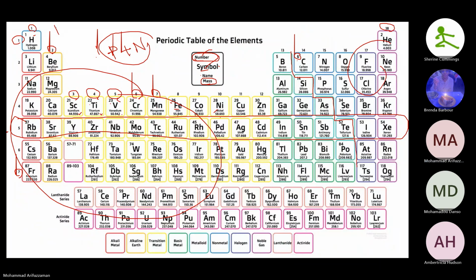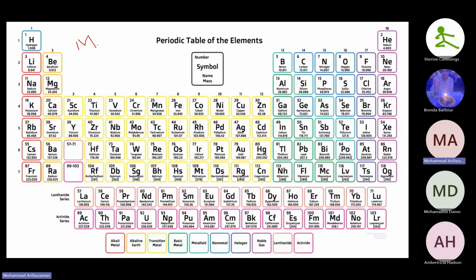If I write here, in the periodic table, these are the metals. Okay, let me clean. These are the metals, on the left side of the table. And this is non-metal, on the right side of the table. Then there is a zigzag line. You can see here the zigzag line is not clear. If I can draw the zigzag line.